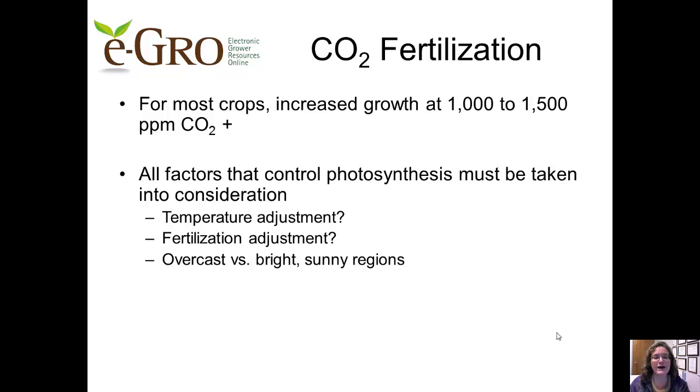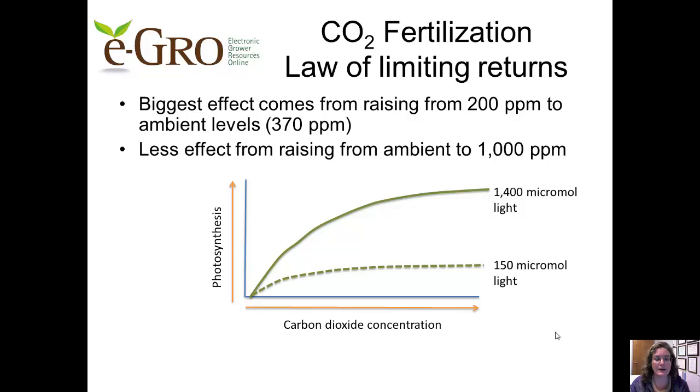Remember that all factors that control photosynthesis must be taken into consideration, as photosynthesis will only occur as fast as the most limiting input. Therefore, CO2 fertilization may result in the necessity of boosting other inputs like temperature, increasing fertilization rate, and/or boosting light intensity to support an increased rate of growth with the additional CO2. The law of limiting returns is at play with CO2 fertilization. That is, more is not always better, economically speaking.